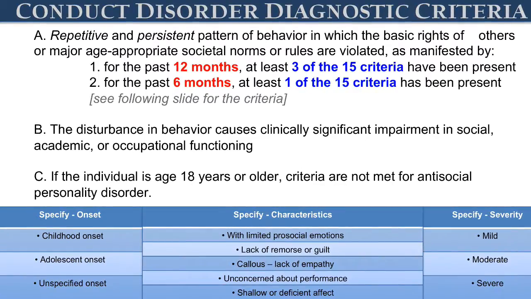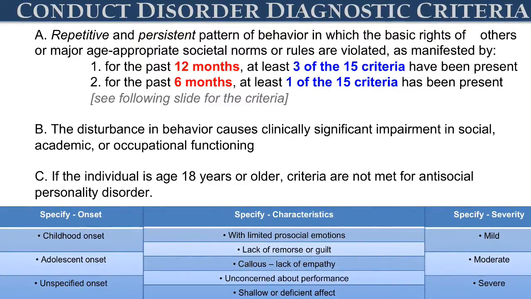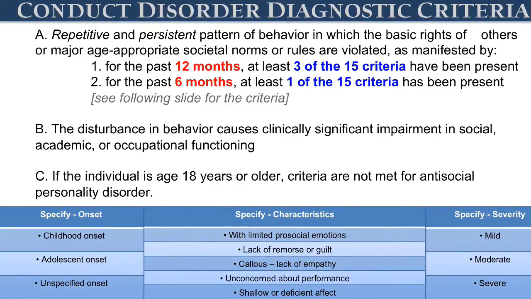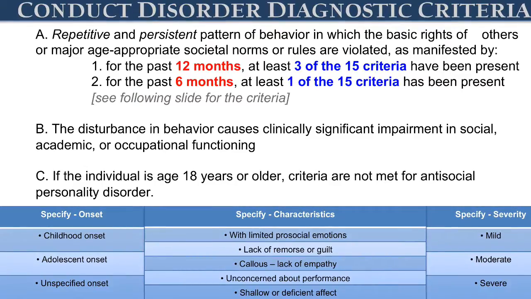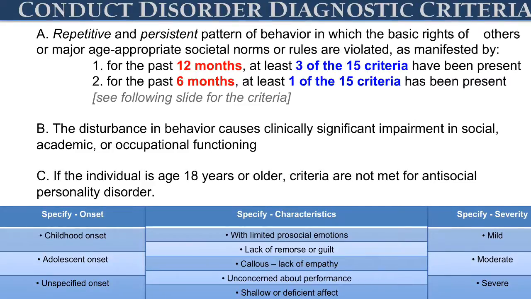For the past 12 months, the child must also display at least 3 of the criteria that's listed on the following slide. And for the past 6 months, the child must also display at least 1 of the criteria listed on the following slide.